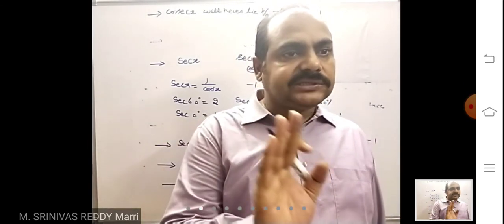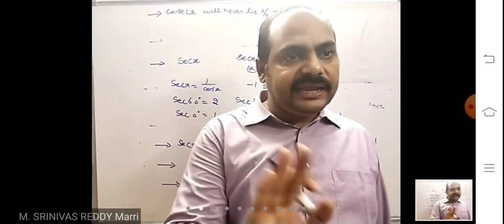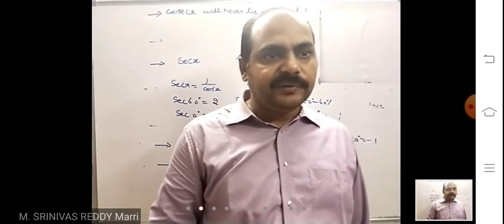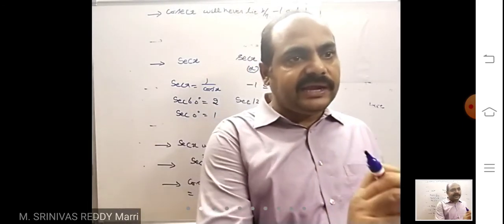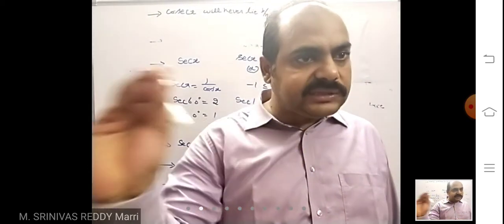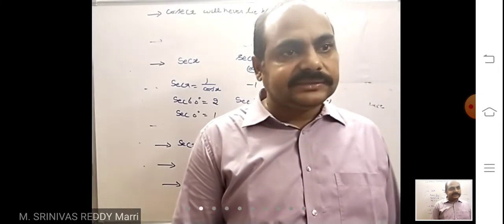I have given cos square x equal to 5 by 3. Is there any x such that cos square x equal to 5 by 3? Not possible, because cos square x, where will it lie? Between 0 and 1 only. 5 by 3 is more than 1. Not possible.